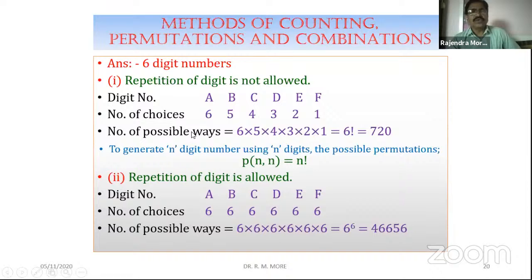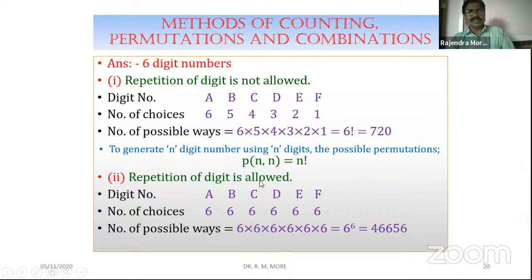And then what is the number of possible ways? 6 multiplied by 5 multiplied by 4 multiplied, and so on. It is 6 factorial, that is, it is 720. So this is very similar to permutations, nPn equals n factorial. This is when the repetition of the digit is not allowed.